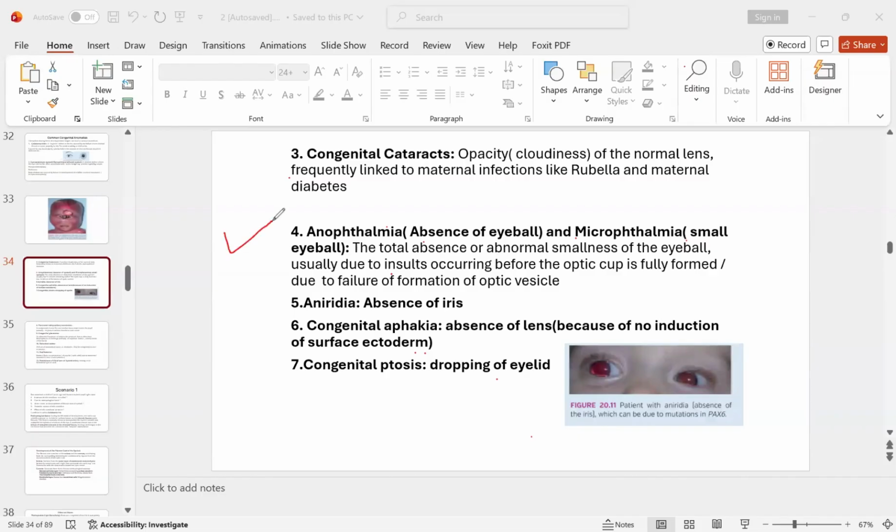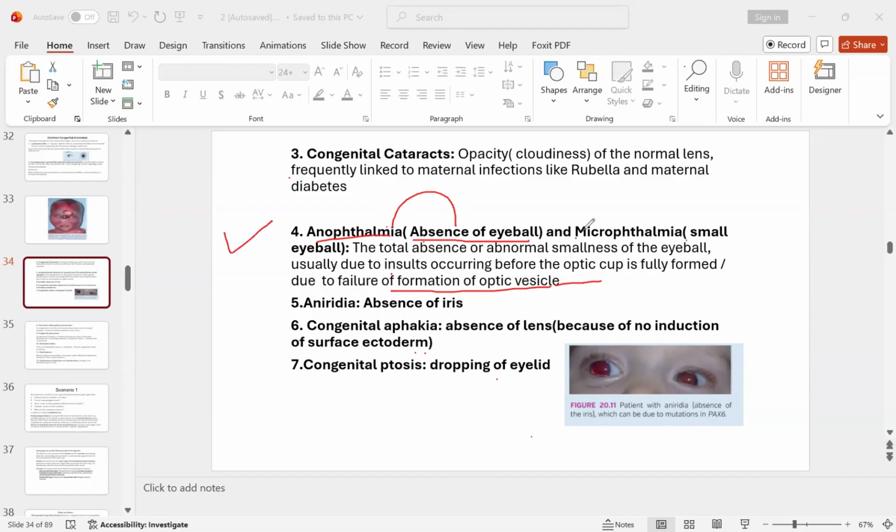So now let's move to anophthalmia. Anophthalmia means absence of eyeball. This happens when any insult to the fetus is caused before the formation of optic vesicle. So if the optic vesicle is not formed, then there will be no formation of eyeball.